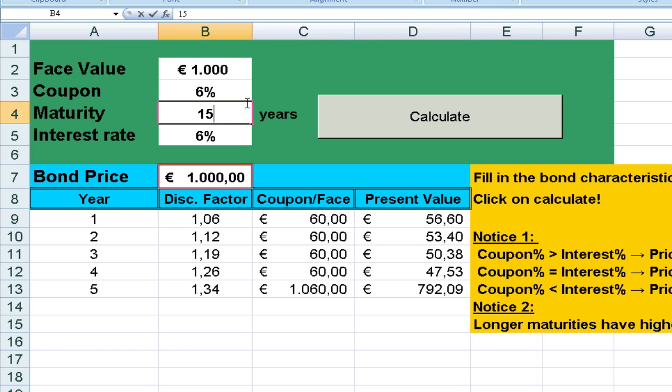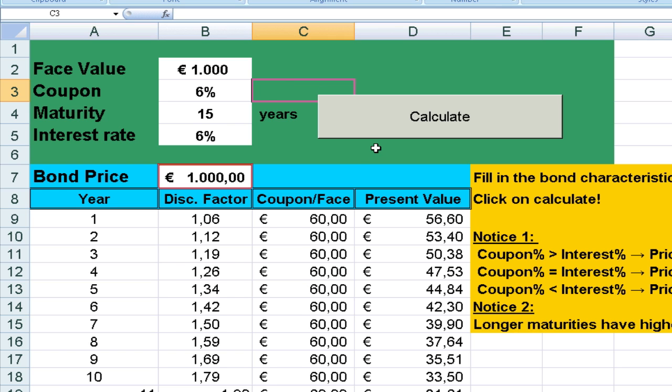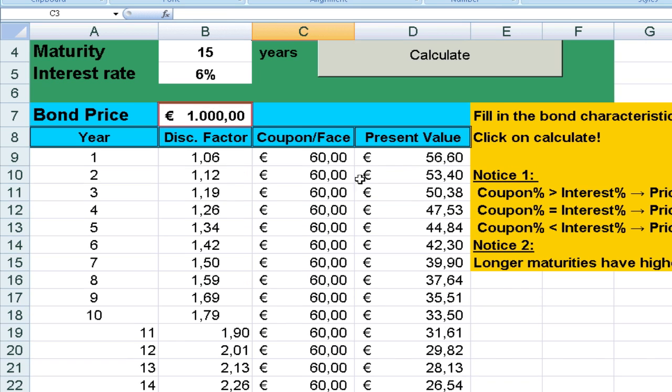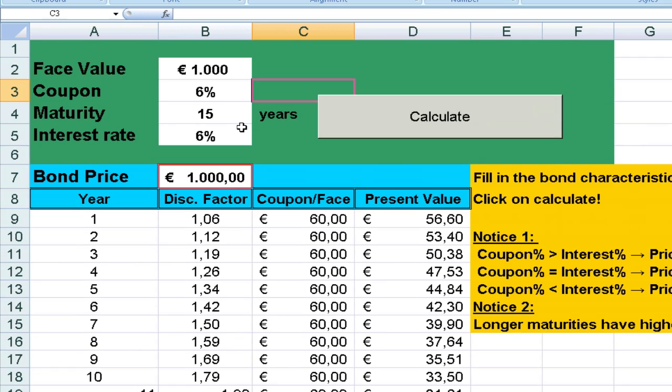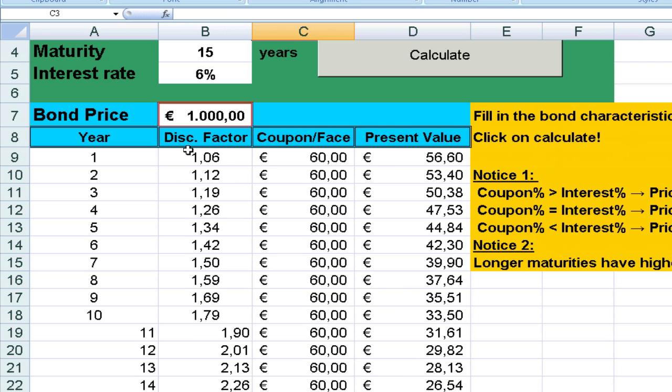For instance, if you make this a 15-year bond, with a 15-year maturity, we press on calculate. What do we see? Yes, again, the bond price is 1,000. So those future cash flows discounted give us exactly the issue price of the bond, the par value. Okay, so this is our basic calculations concerning a bond. This is how it works.